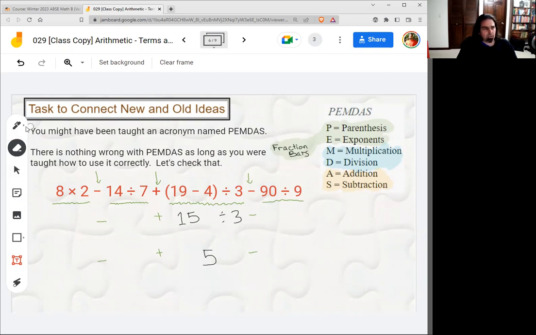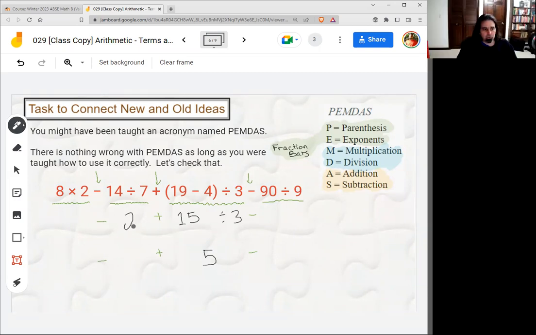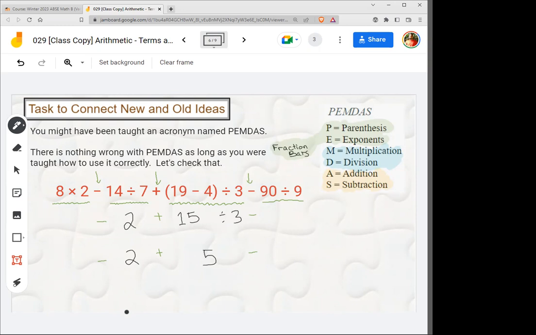Okay, next term. So the 14 divided by 7. Yeah, so 2 7s make 14. And the 8 times 2. And then the 90 divided by 9 is 10.